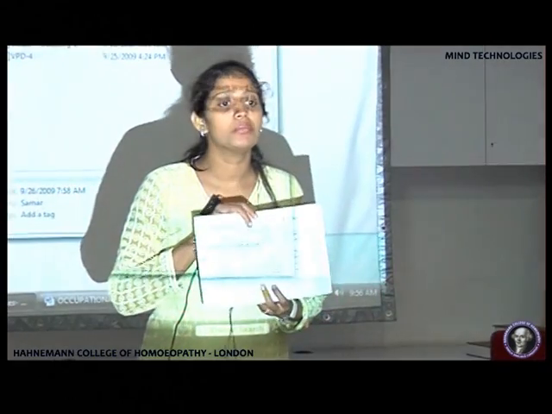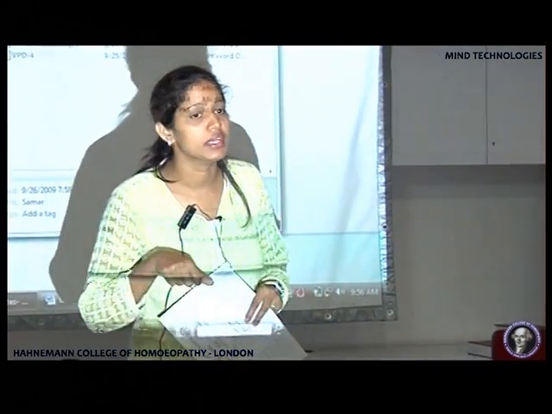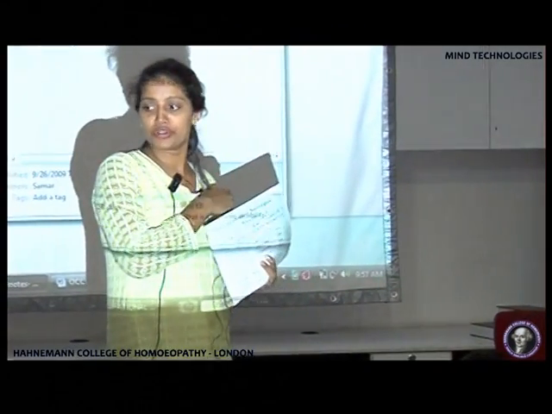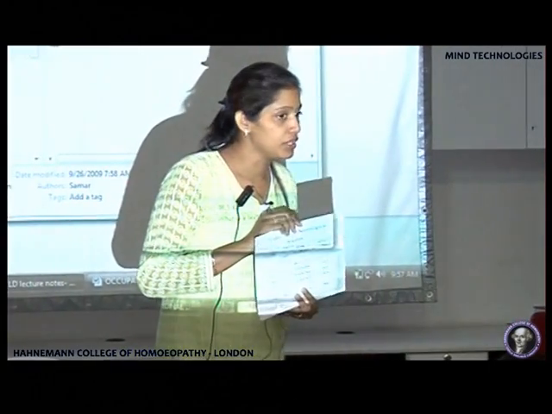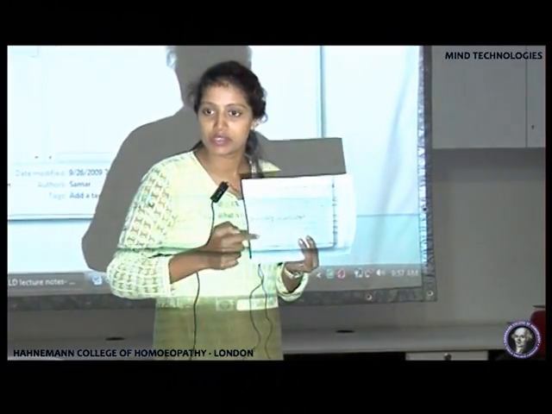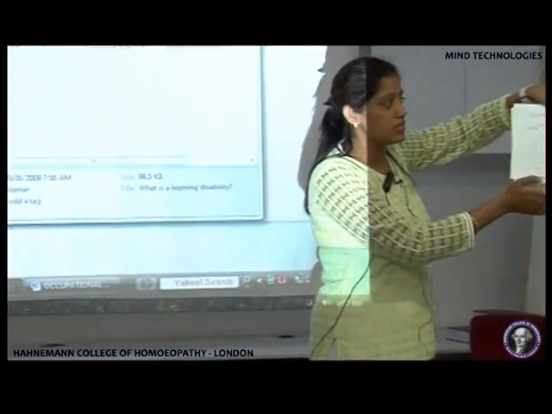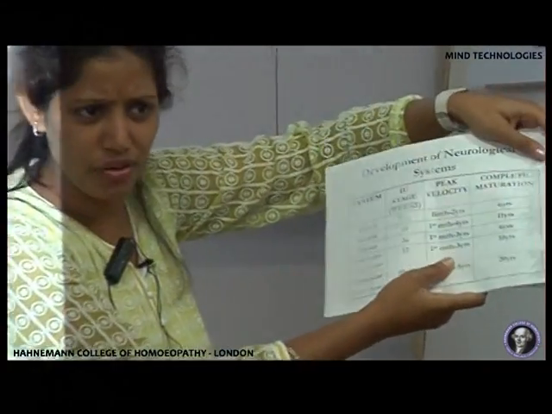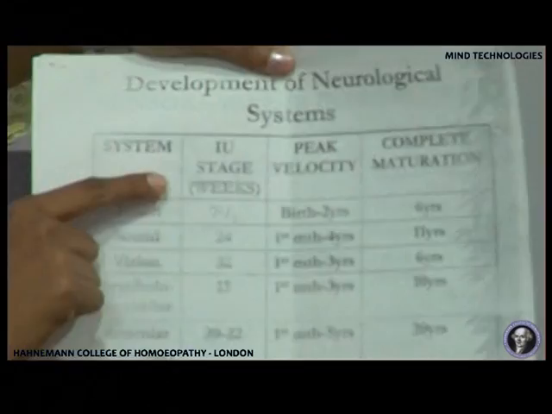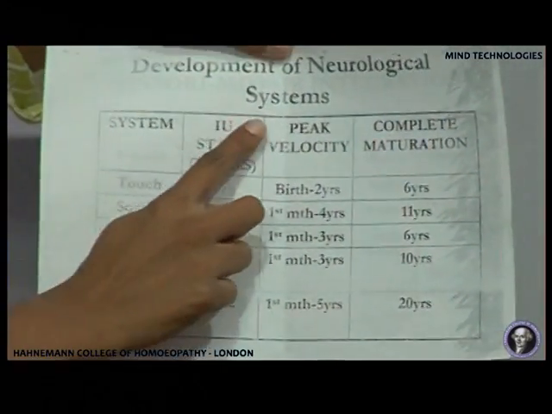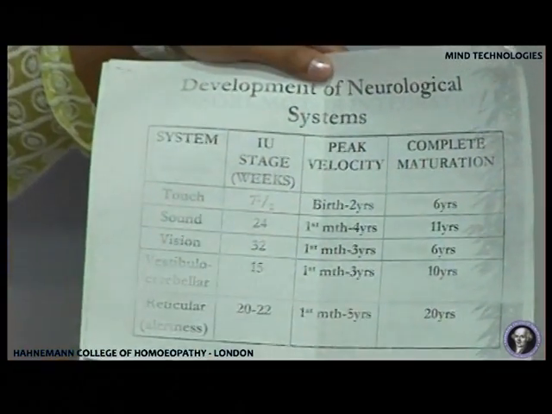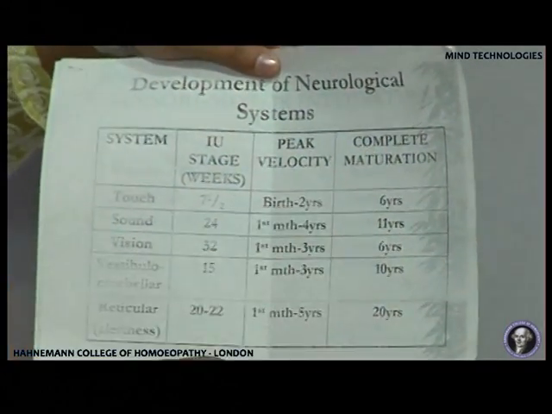This is from a book. In occupational therapy, from the treatment point of view, we use sensory integration. So there are 5 basic senses, the neurological systems which you are aware of. Now let us look at what stage each develops. This is the intrauterine stage, at what age it starts, the peak velocity and complete maturation.